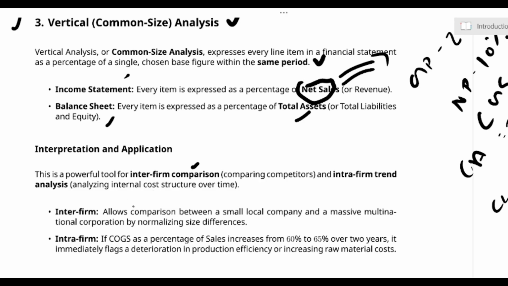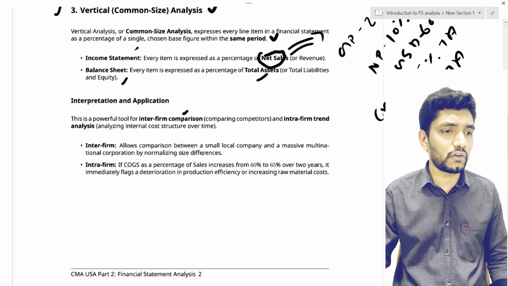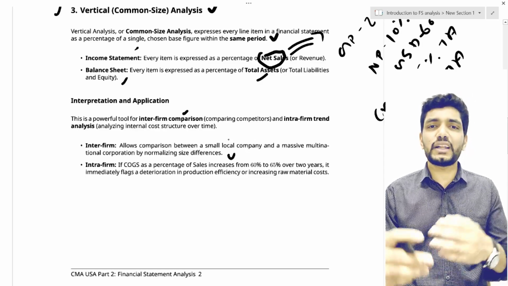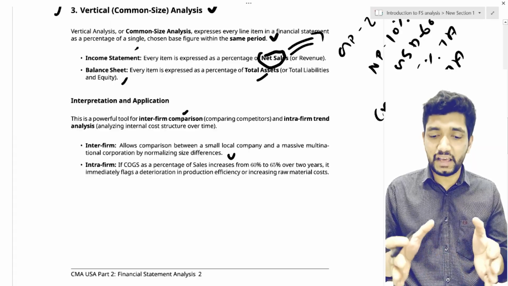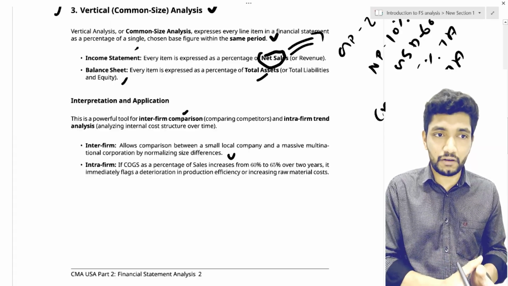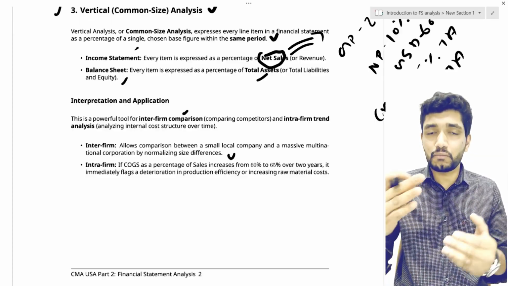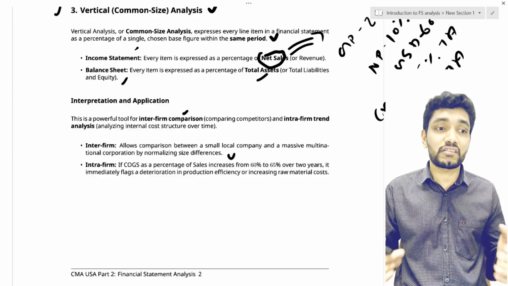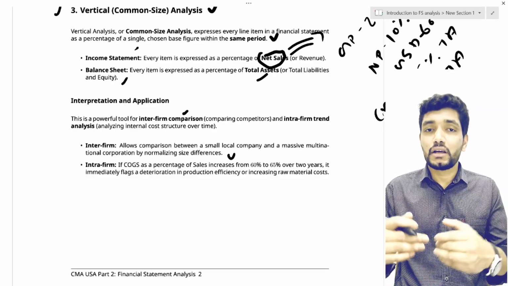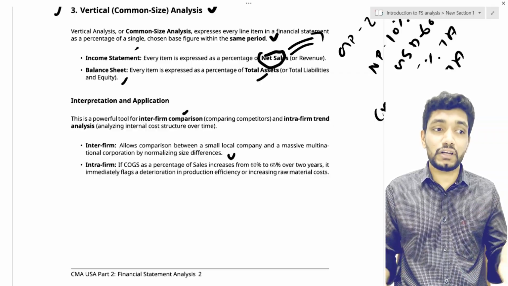Inter-firm analysis allows comparison between a small company and a massive multinational corporation by normalizing different sizes, because all expenses or all categories are expressed as a percentage of a single item. So we can compare companies with different operating levels or different sales levels. We can compare the income statement or balance sheet at a different operational level.